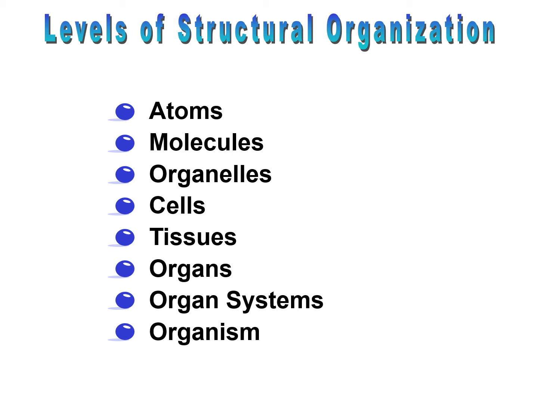And that's what makes all of our elements different. We'll talk more about that later. We then move to molecules. We're going to talk about the 4 most important molecules we have in our body: carbohydrates, lipids, proteins, and nucleic acids. And they're always talked about in that order based on how complex they are.